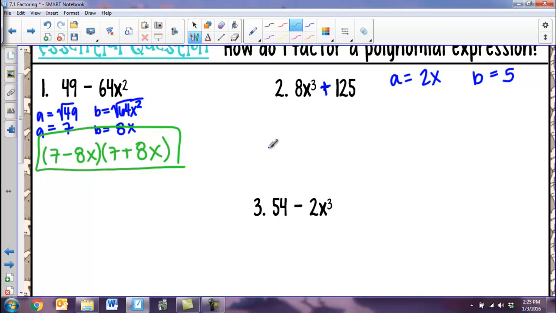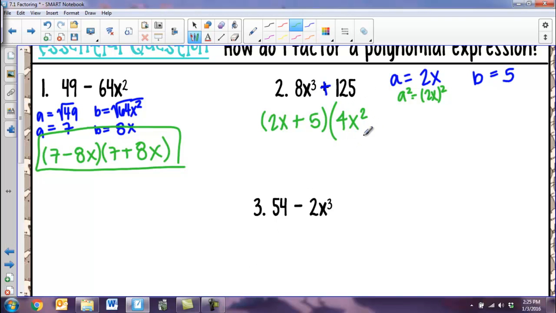So I'm going to plug in my a and my b wherever I have it. So we know that since it's a positive, my first thing is going to be a plus b. They have the same sign. Okay, my second parentheses is going to have my a term squared. So if you had a squared, you would have 2x squared. Please, please, please remember that you have to square every single piece. So that's 2 squared and x squared. So my first term in here should be 4x squared.